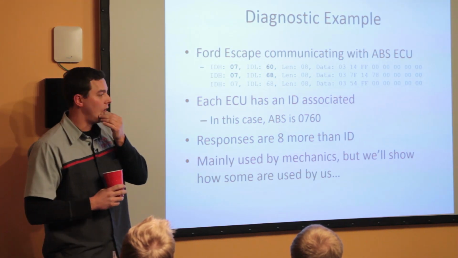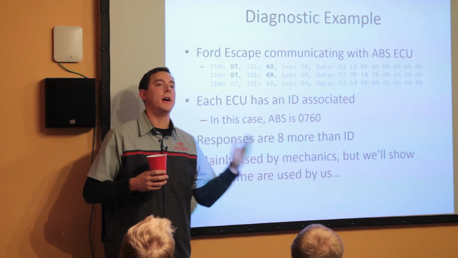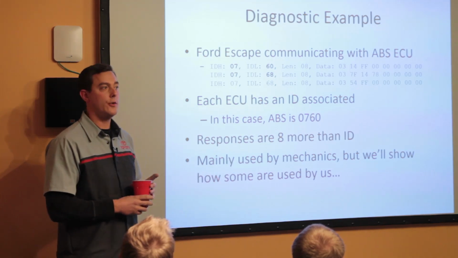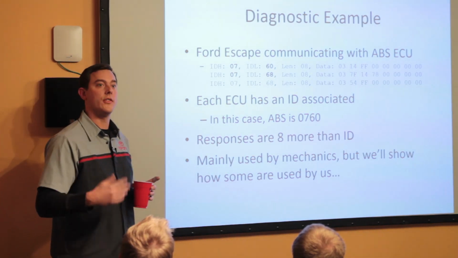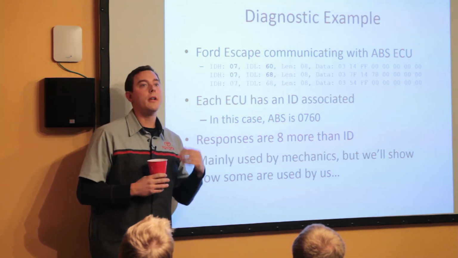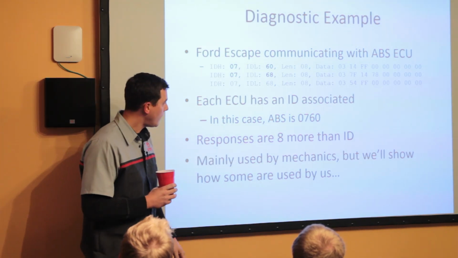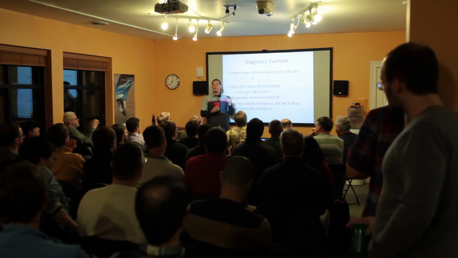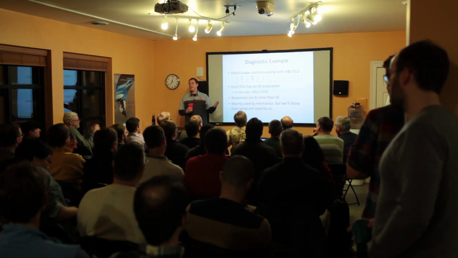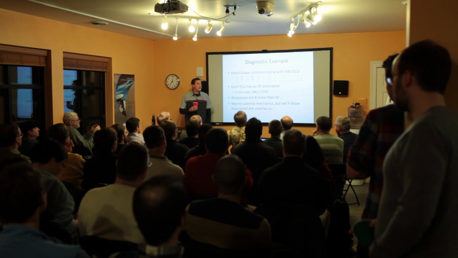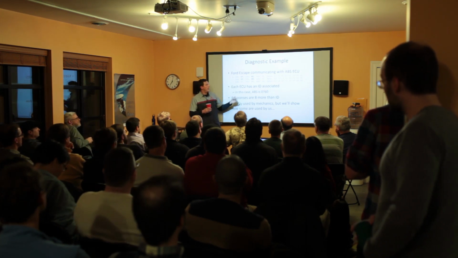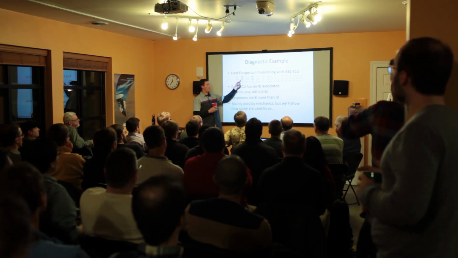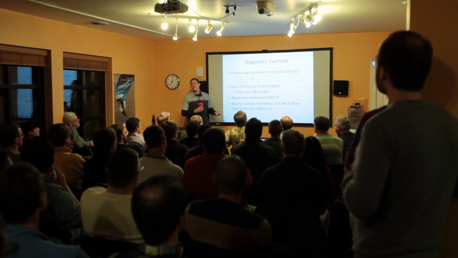Diagnostic messages are a bit different, right? Those normal messages I was talking about, the ECUs are constantly spitting them out onto the network. These diagnostic messages, on the other hand, are usually sent out by a mechanic's tool or something like OnStar. They don't happen on a periodic basis. They happen when issued. The way they work is they have an ID, and that ID is going to a specific ECU. Before I said there was really no addressing; this is sort of addressing. For example, the ABS ECU in the Ford Escape is ID 0760, and the response coming back is always 8 more. So the response is 768, and that's how you communicate diagnostically.